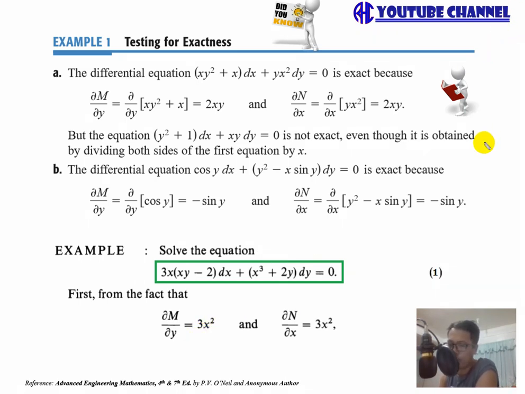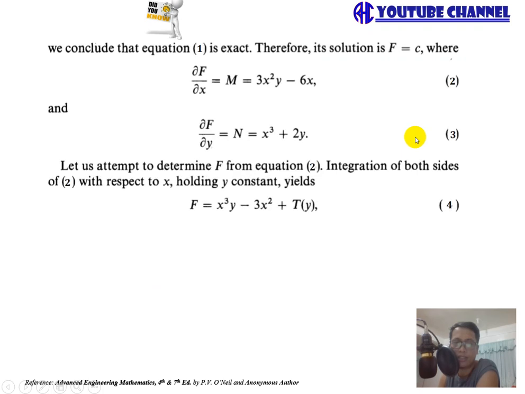Then, next, yung first derivative naman ng function of N natin, which is ito, with respect to x. So, x na yung variable natin. Therefore, yung y is constant. So, magiging first derivative ng x cubed is 3x squared plus 0. Therefore, ito, same sila. So, we can call it an exact differential equation. Okay, let's continue. So, we conclude the equation 1 is exact.